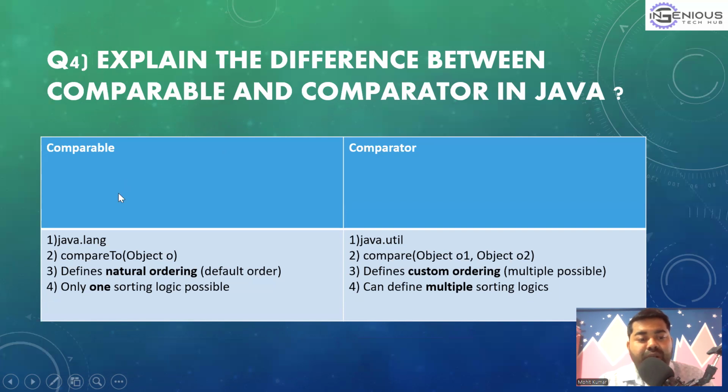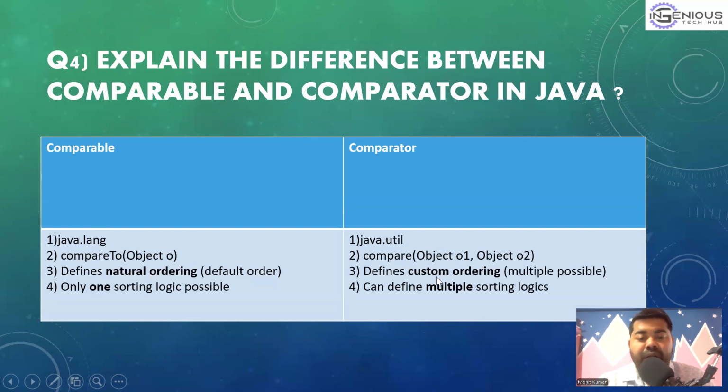So what is Comparable? Comparable is available in the java.lang package. Basically, Comparable and Comparator we use for sorting. Comparable is available in the java.lang package and Comparator is available in the java.util package. In Comparable, we have a compareTo method, but in Comparator we have a compare method. It's the default natural sorting order.